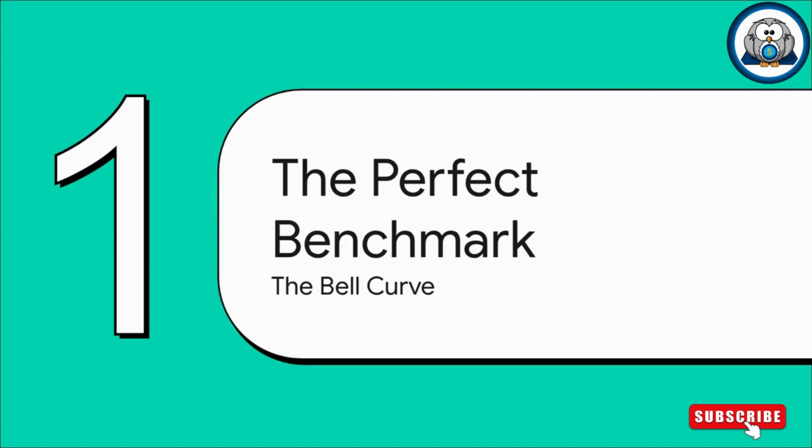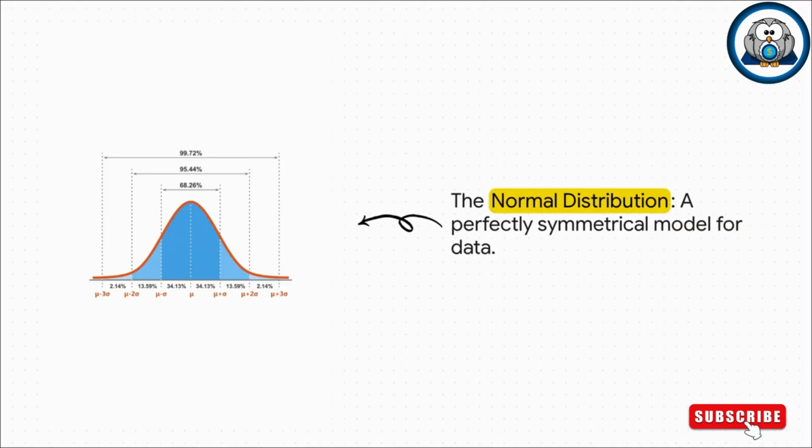Okay, so to understand all the different interesting shapes data can take, we first need a starting point. You know, a perfect model to compare everything against. And in the world of statistics, our gold standard is that famous bell curve. And there it is, the normal distribution. Just look at it. It's perfectly balanced. The highest point, the peak, is smack dab in the middle, and it slopes down perfectly and evenly on both sides. This is our ideal, our North Star for understanding every other shape we're going to see.